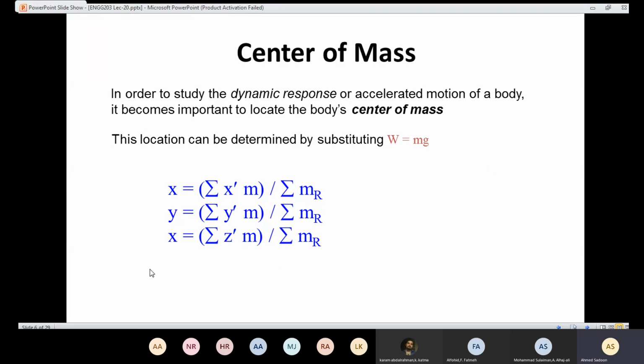And if you are going to deal with a body with uniform weight distribution, in that case the center of gravity is going to be the same as the center of mass.